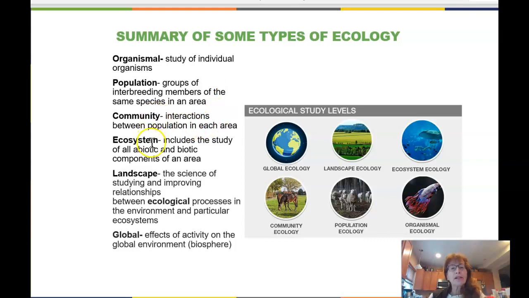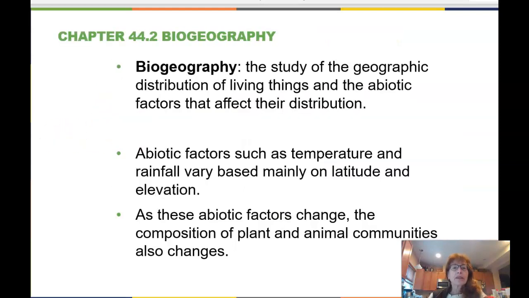You can go to community. You can go up to a much bigger level of ecology, looking at an ecosystem, which at that point includes both the biotic and the abiotic components, and we'll talk about that in a minute. You can go into landscape and global ecology. So mostly what we focused on was probably these middle three, a little bit on population, a little bit on community, and then just in general on ecosystems.